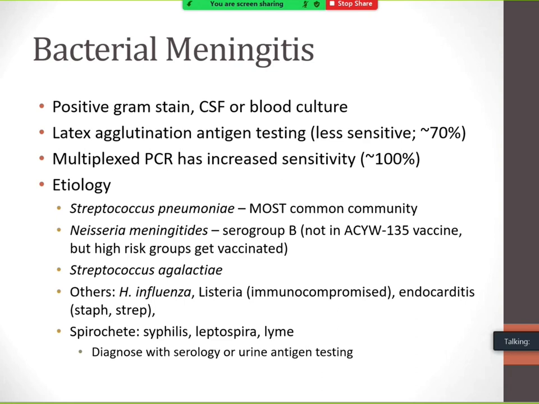We already talked about strep pneumo, the most common in the community. I know you all know that. Neisseria has several different serogroups. Serogroup B is one that you really should associate with meningitis. Group B strep. Others are just based on risk factors. You can have hematogenous spread with staph, strep, if they have endocarditis. The spirochetes are usually more of a chronic meningitis, but you can present acutely sometimes too. Those are very hard to diagnose with cultures. You're usually stuck using serology or urine antigen testing.